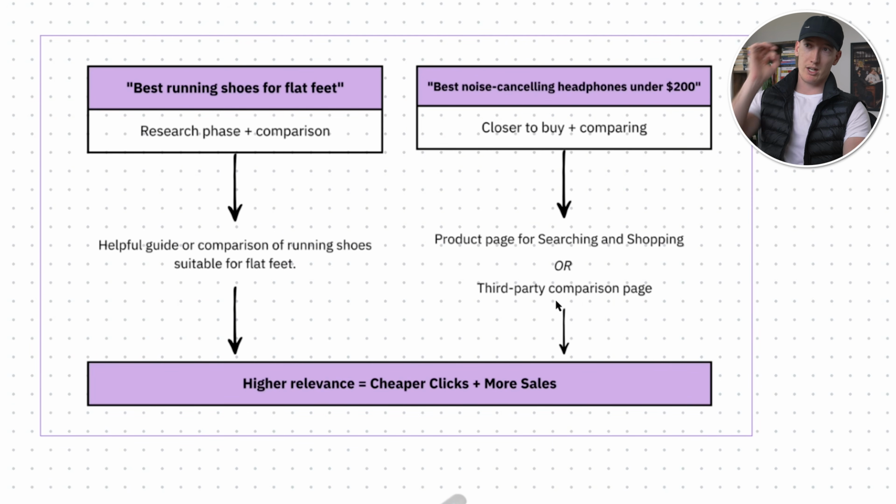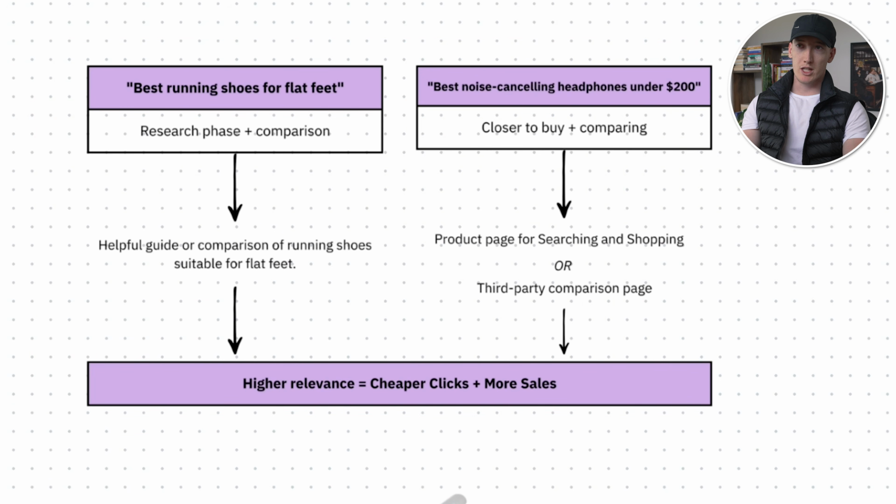Example 1, best running shoes for flat feet. A user searching this is likely in the researching phase, okay? They're not ready to buy straight away. So you want to run an ad and landing page that is basically a helpful guide, or you can run it to a comparison page that shows running shoes suitable for flat feet and position your product as preferred. And basically, if you dial all of these in, you're going to get a higher relevance, cheaper click, plus heaps more sales.